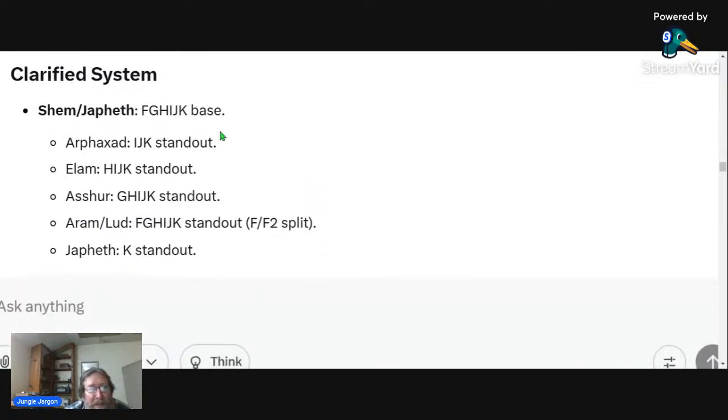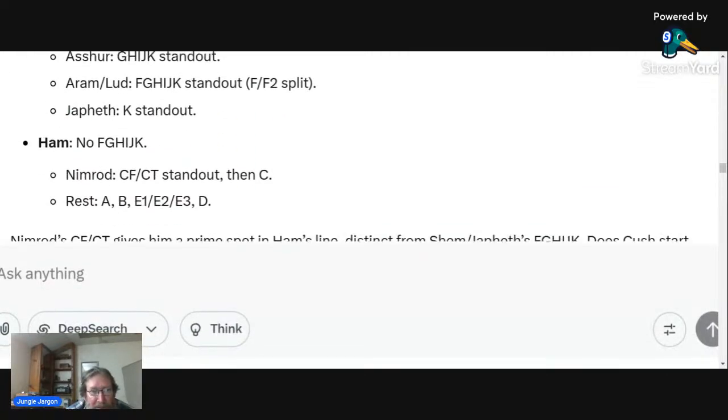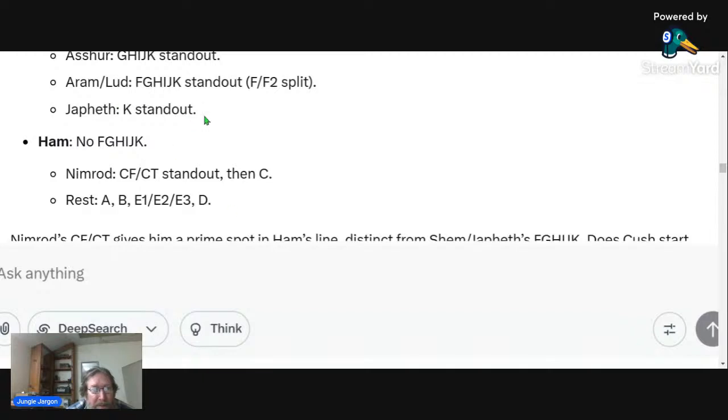Shem's Japheth, FGHIJK base, Arpachshad, IJK standout. What I would say, yeah, IJ, Elam is H, Asshur is G, Arphaxad is F. F splits into F and F2. Japheth is a K standout. That's another branch off. K is the Eurasian branch.